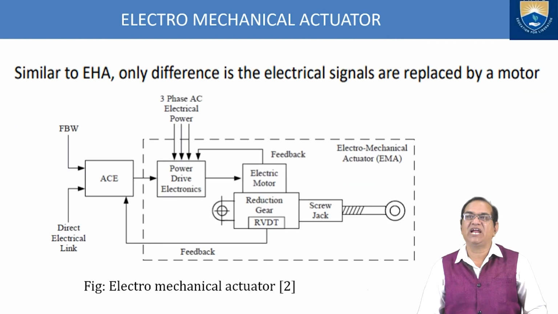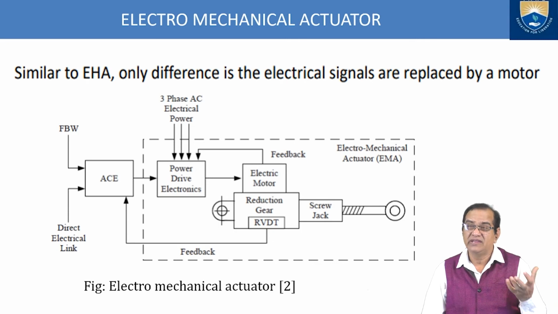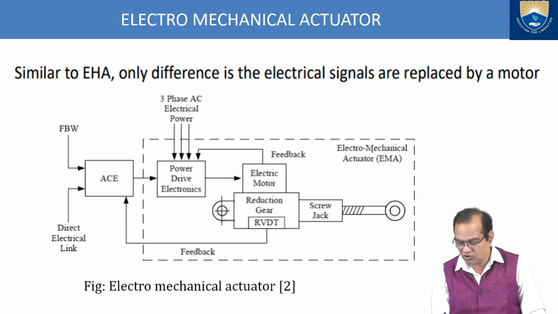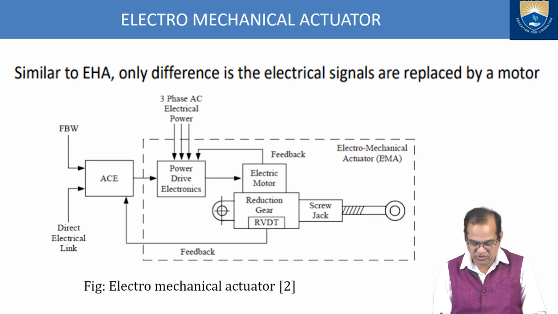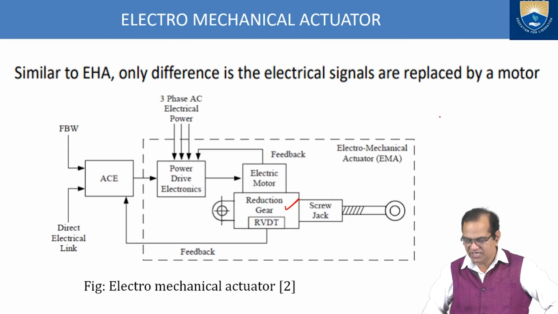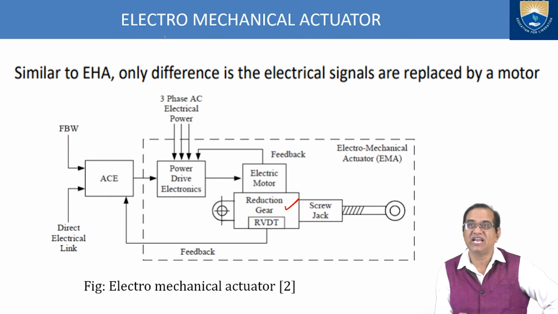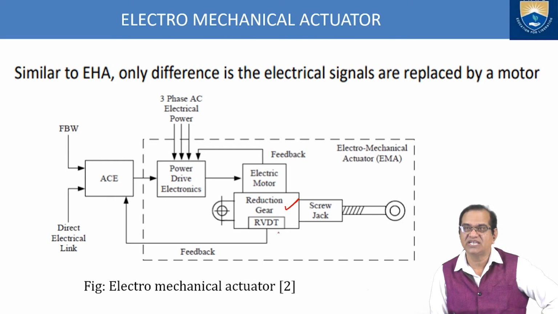Now the next system is the electromechanical actuator. As I previously discussed, it is similar to the EHA. So what is the EHA? Electro-hydraulic actuator. Now here it is the electromechanical actuator. So what is the difference here? If you see here, these things were not there in the previous one: the variable speed motor and the fixed displacement hydraulic pump. But here, because it is electromechanical, we have the electric motor, reduction gear and screw jack.